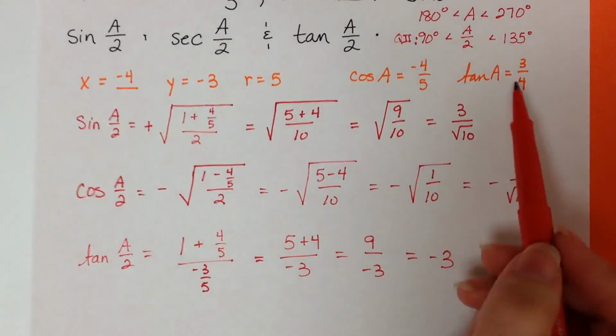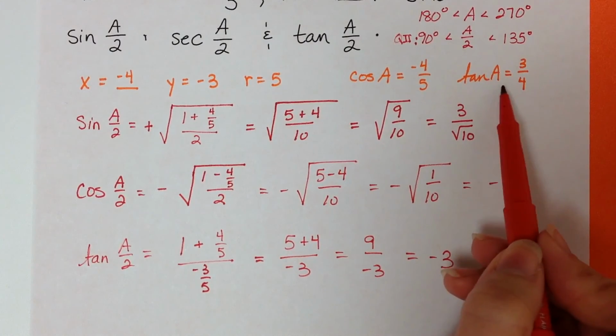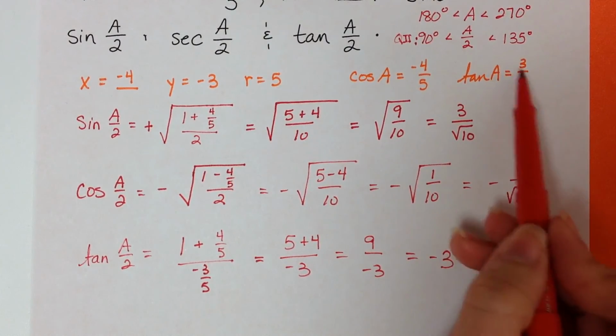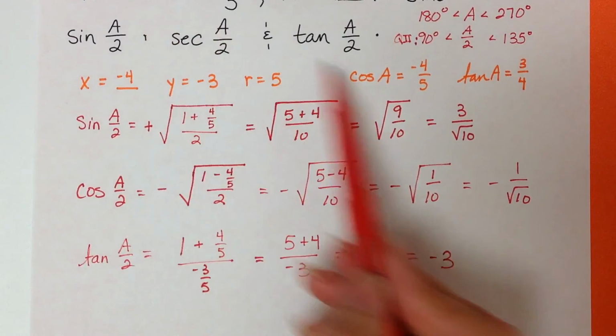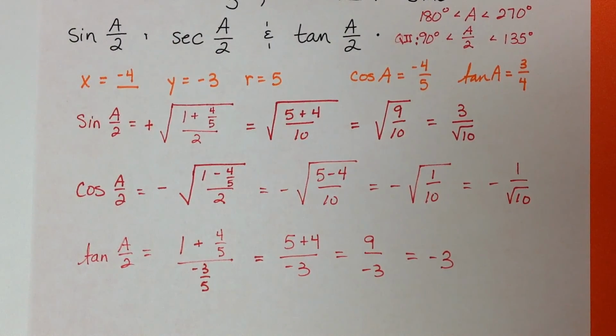Now, I ended up finding tangent up here, and I just wasn't thinking at the time. We really didn't have to have this value at all. We only had to have sine and cosine based on our formulas.